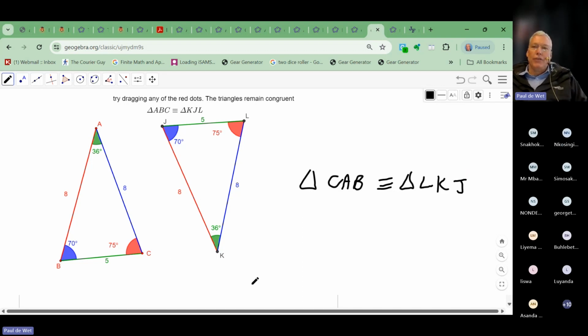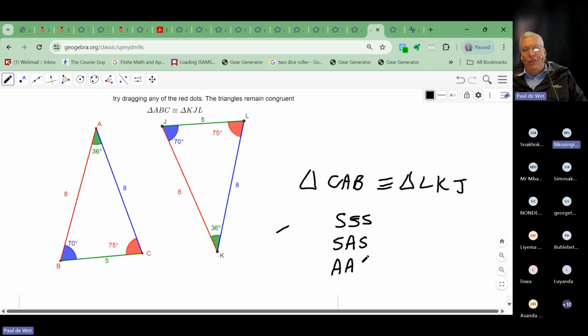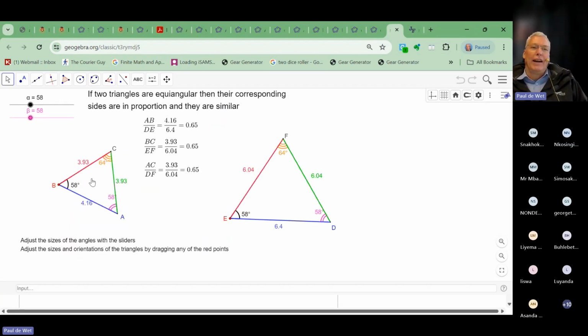Right. Now, just while we are here, there are 4 conditions for congruency. Side, side, side. Side, angle, side. Angle, angle, side. And right angle, hypotenuse, side. Okay, and then the last thing, guys, is similarity.